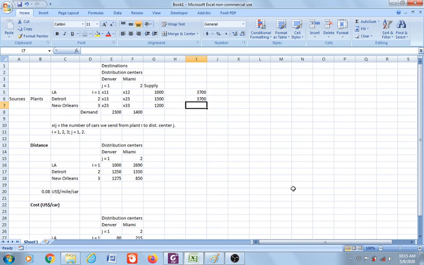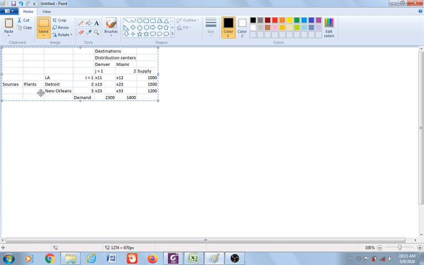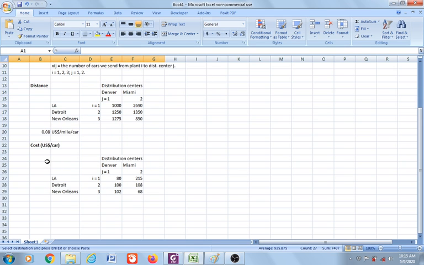Now let's model the problem. So I think I need this data. Okay, and I also need this data.